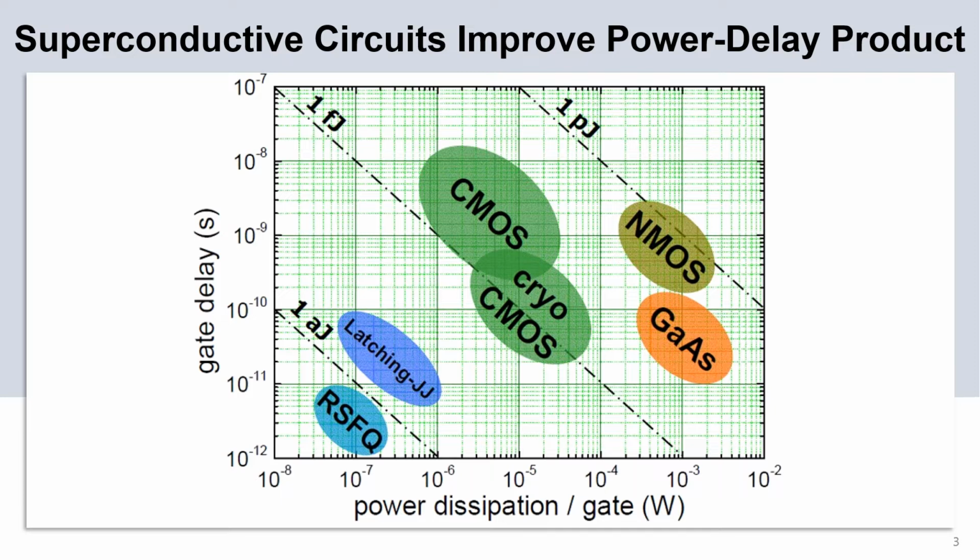A main candidate for energy-efficient, high-performance technology for the applications specified earlier is superconductive RCFQ technology. The RCFQ logic family shows 4 orders of magnitude improvement in the power delay product compared to conventional CMOS technology.